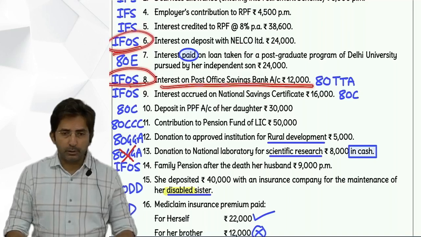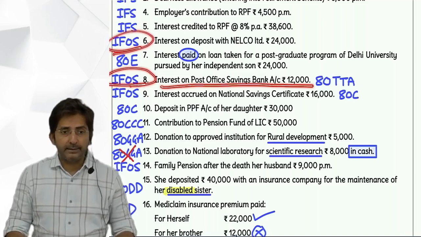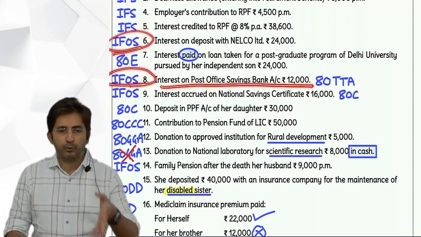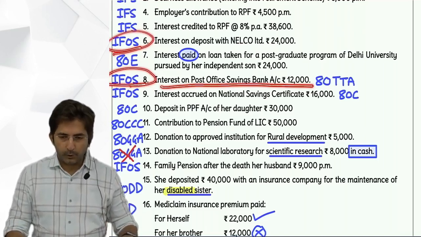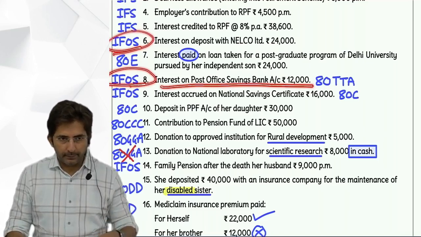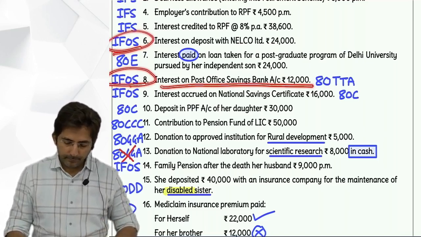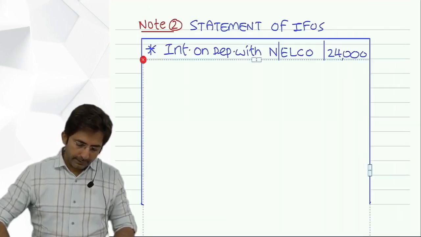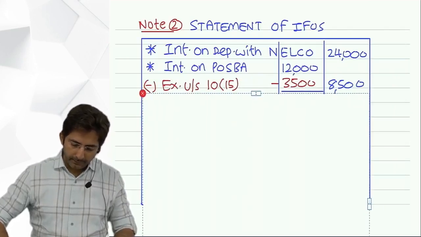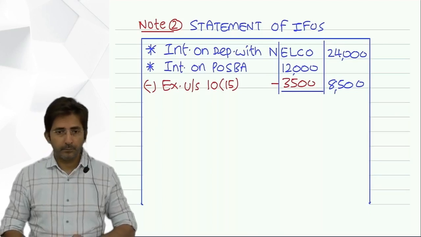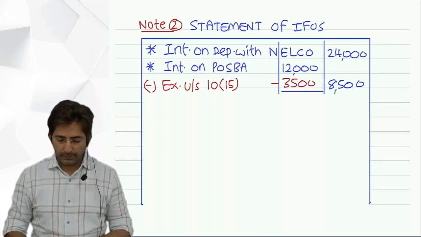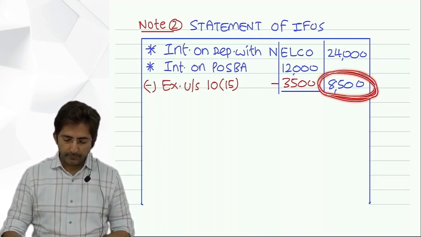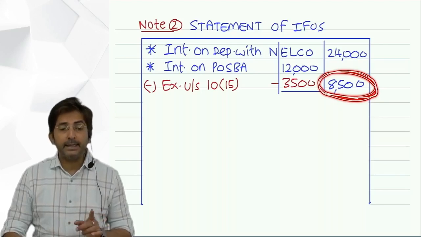This is exempt up to 3,500. The section is 10(15). Remember: gold bonds, POSBA, PPF, Sukanya. For gold bonds and POSBA it is 10(15), PPF 10(11), Sukanya 10(11A). So write in the inner column, less exempt under section 10(15), 3,500, outer column 8,500. See, this 8,500 which is included will get deducted later in 80TTA.